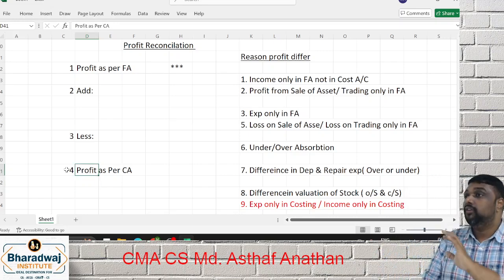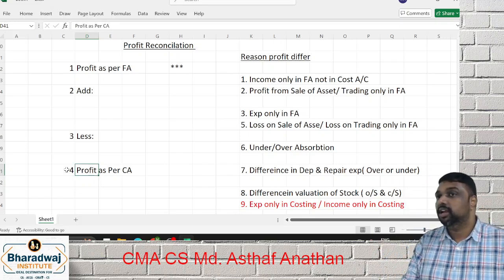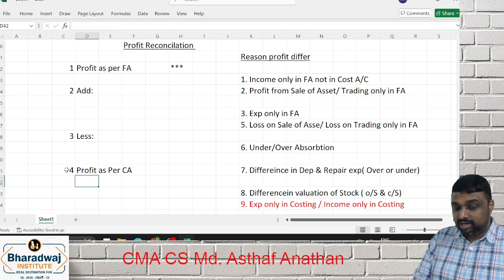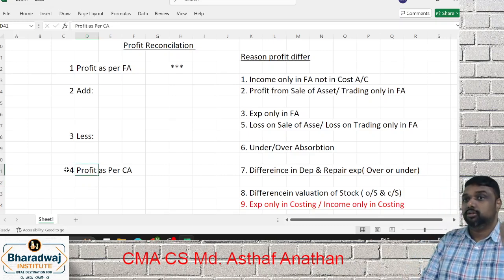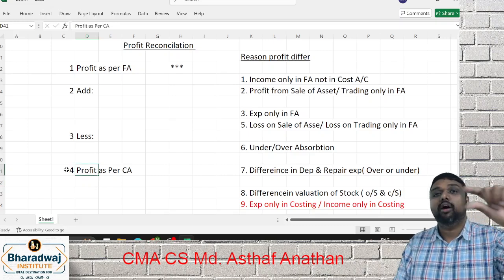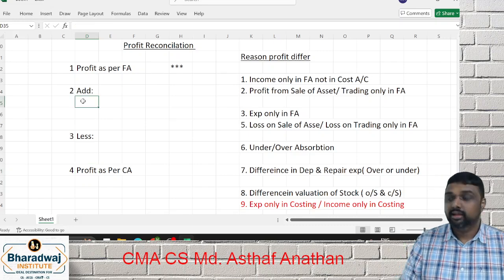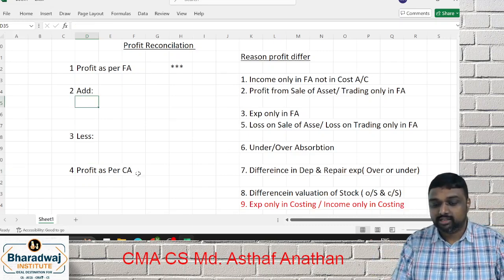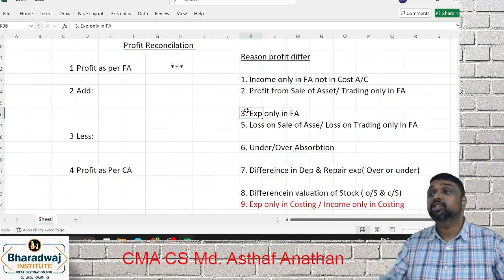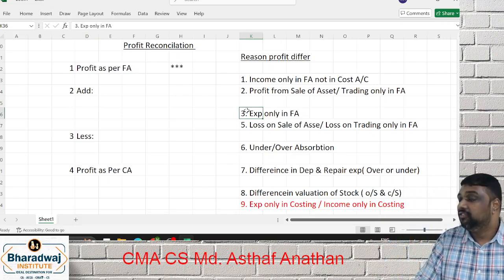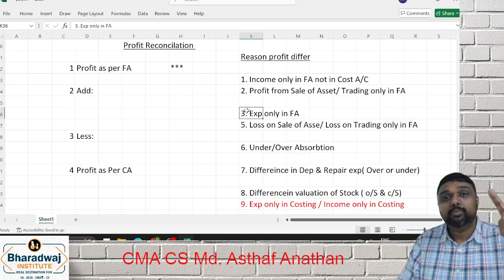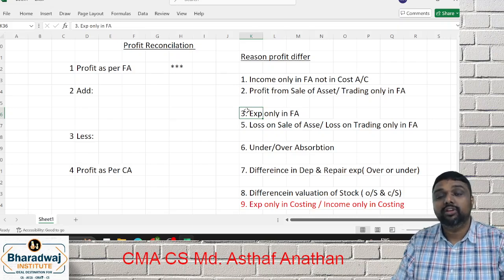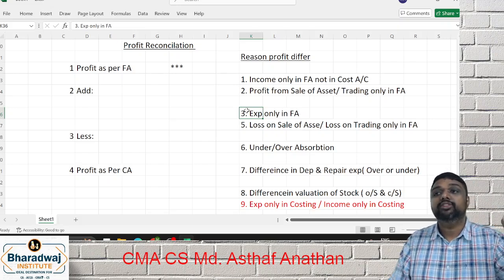If you are finding profit as per cost accounts, you have to understand what the target is. So you're going to find out cost accounts profit. If target profit is increasing, add. If target profit is decreasing, you have to deduct. That's all. Now let's start. There is an item called expense only in financial. If expense is only in financial, expenses are more in financial accounts. So financial expense is more, financial profit will be what?